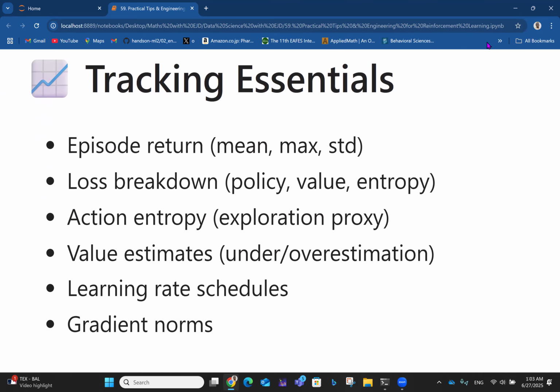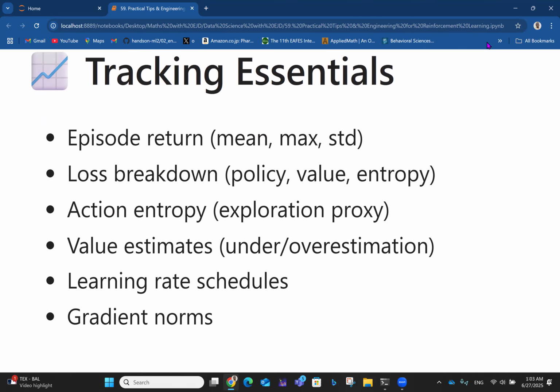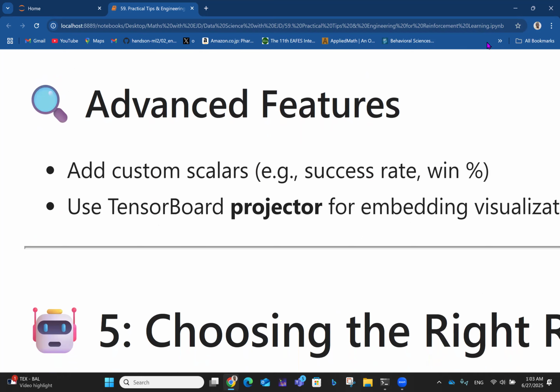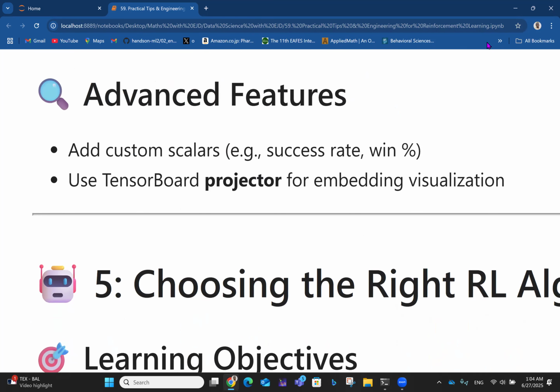Then tracking essentials, you need episode return like mean, maximum, and standard deviation. Then you need loss breakdown like policy, value, entropy. You need action entropy like an exploration proxy. You need value estimates, under or overestimation of whatever values you're talking about. Then learning rate schedules and gradient norms. Then there are advanced features like adding custom scalars, e.g., success rate, win percent, or use TensorBoard projector for embedding visualization.